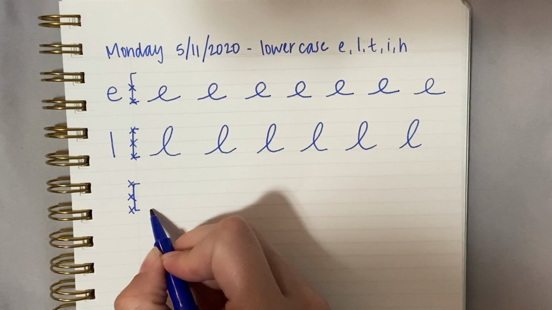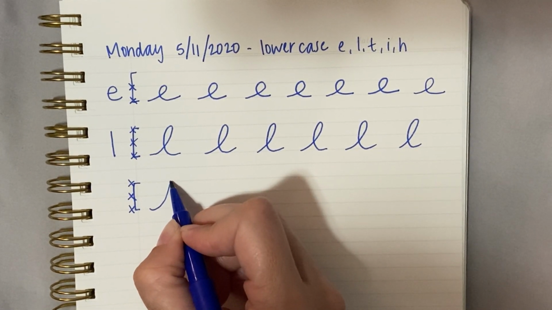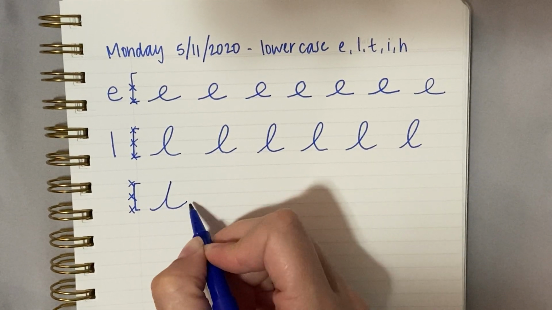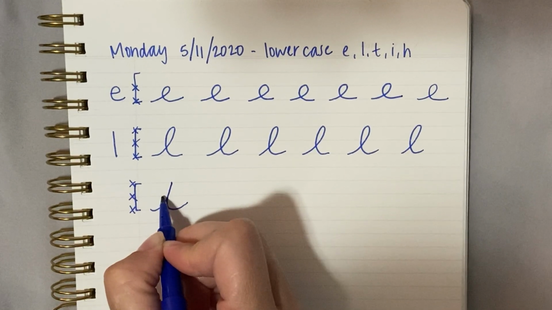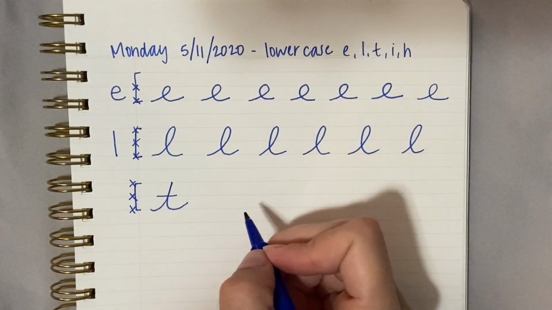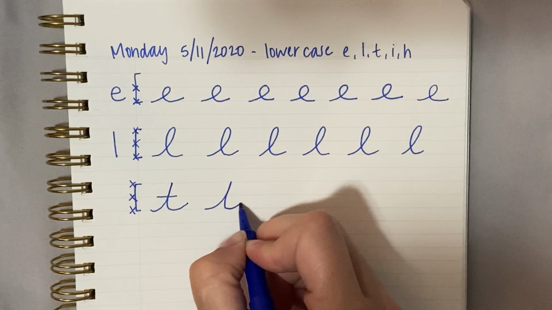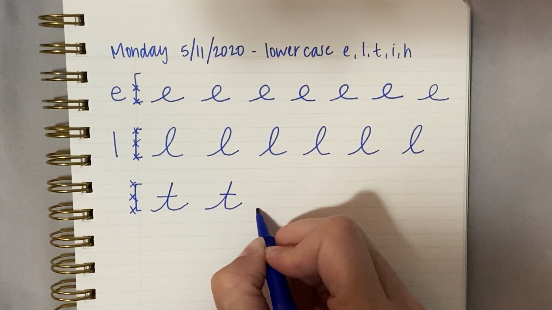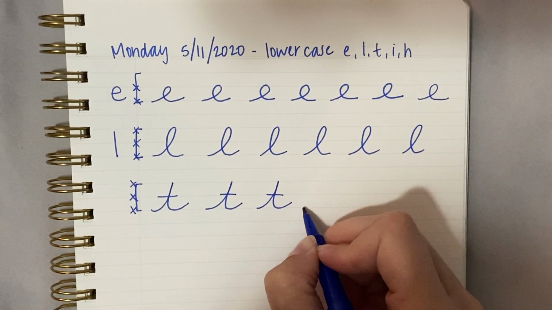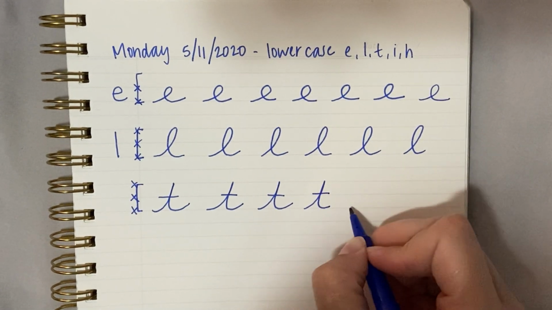So we're going to start at the baseline. We're going to go up to the headline. Then we're going to kind of follow the same line going down. We're going to exit. After we exit, we're going to come back to the midline for our cross across the T. So we're going to go up to the headline, down, exit, cross. Up to the headline, down, exit, cross. Headline, down that line again, exit, cross.